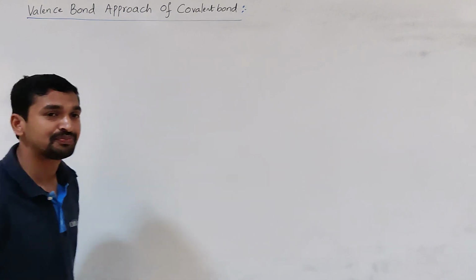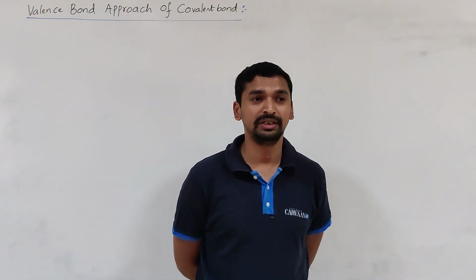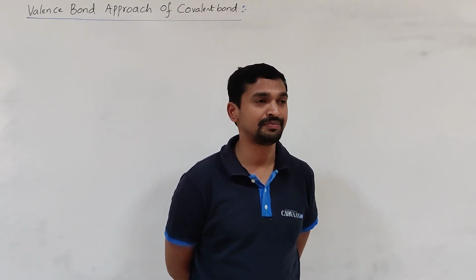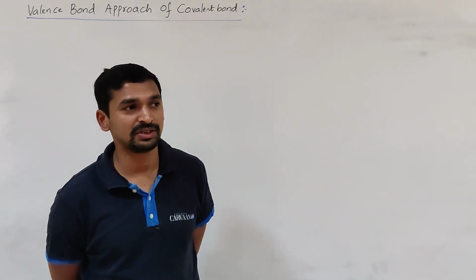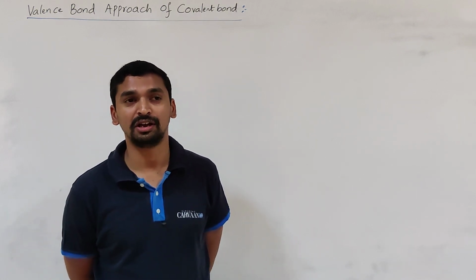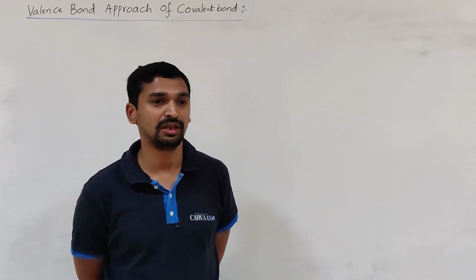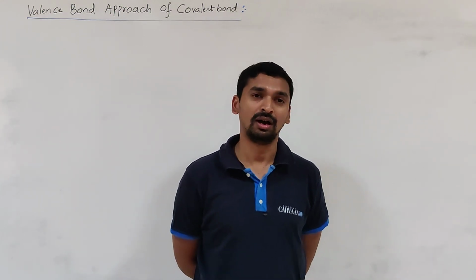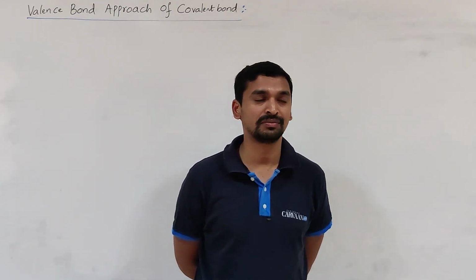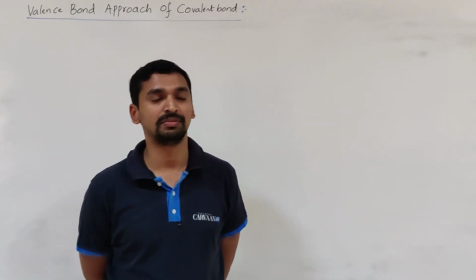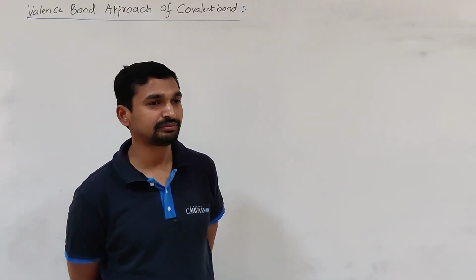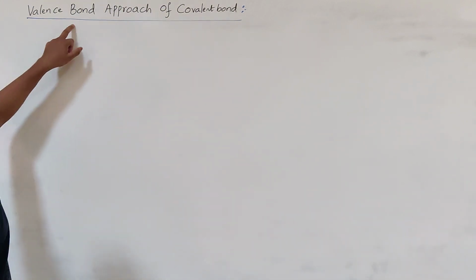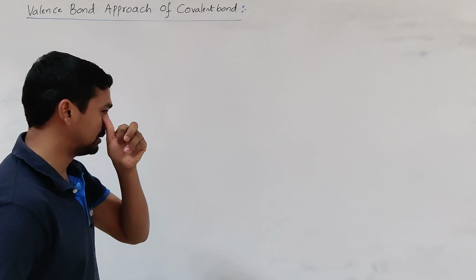Good morning, students. In the last class, we discussed the valence shell electron pair repulsion theory. This theory helps us to determine the geometry of a molecule based on the number of electron pairs around the central atom. After that, we discussed certain examples based on the number of electron pairs around the central atom. And today's concept is the valence bond approach of covalent bond.